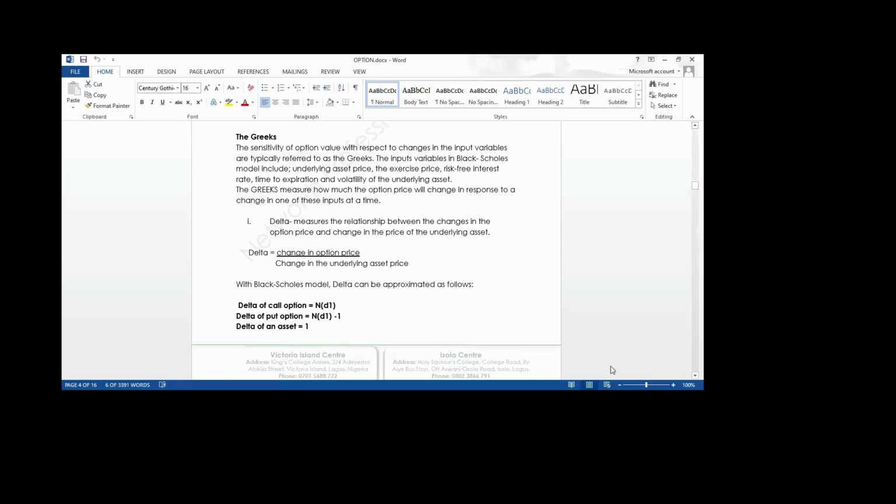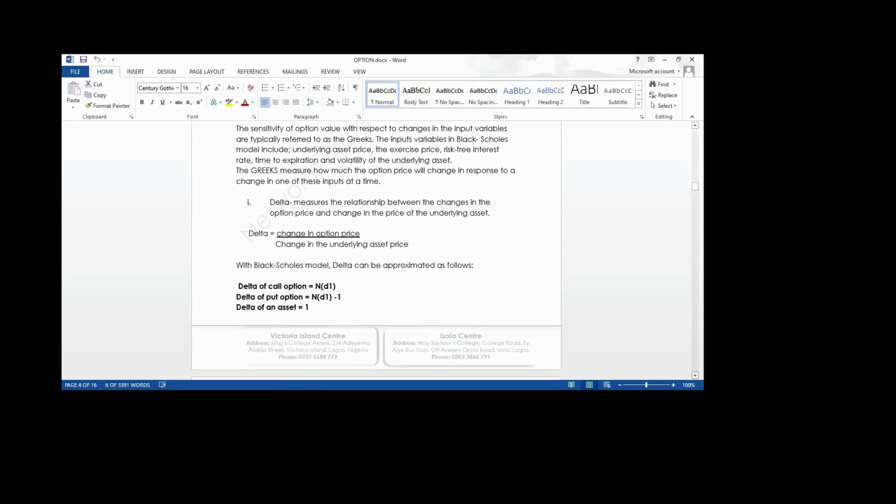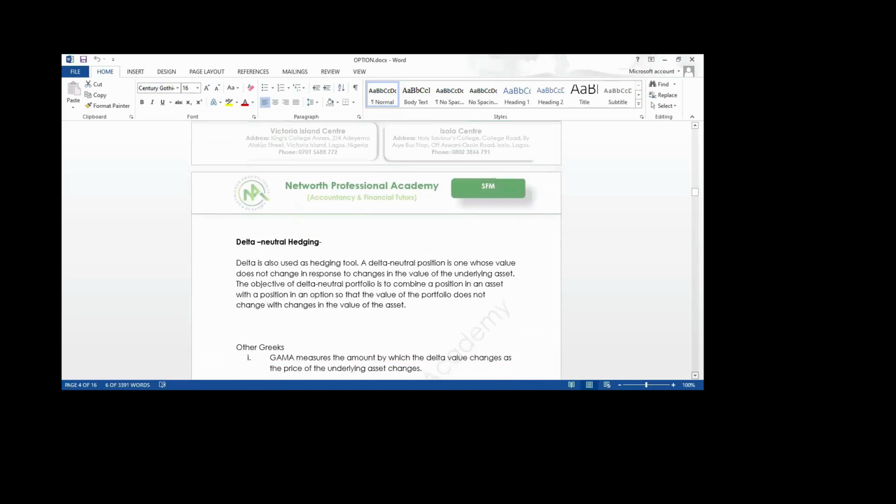I'm trying to do a recap of that class. And I explained that you can also use delta as a hedging tool. A delta neutral position is one whose value does not change in response to changes in the value of the underlying assets.